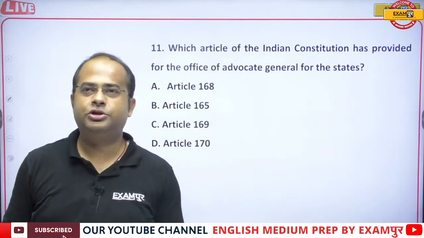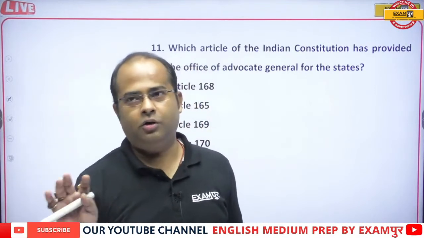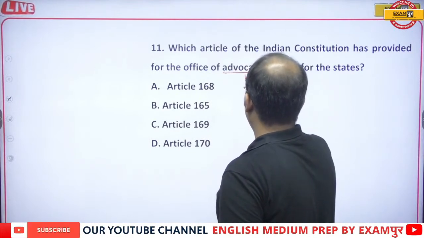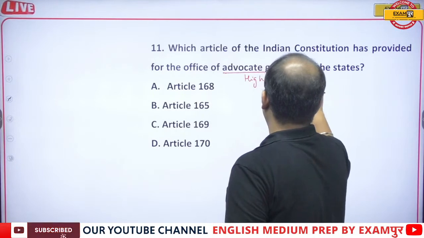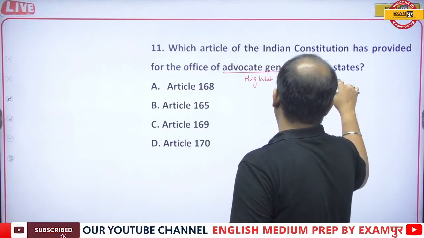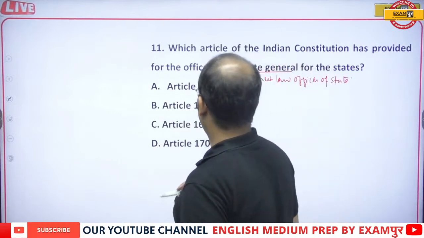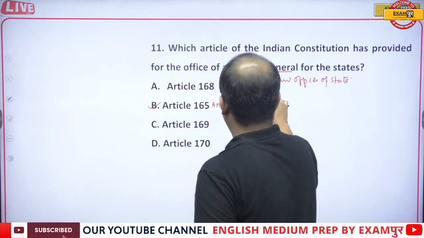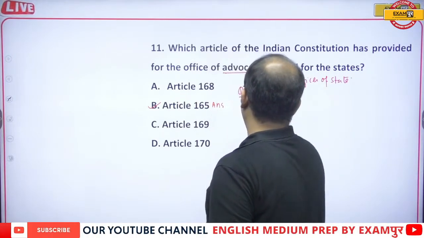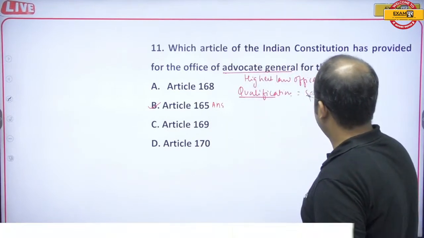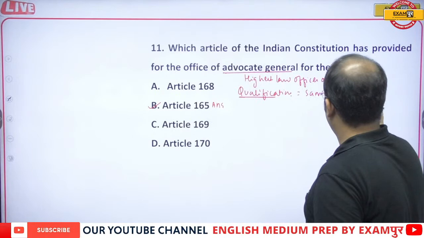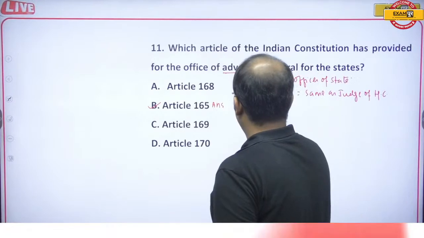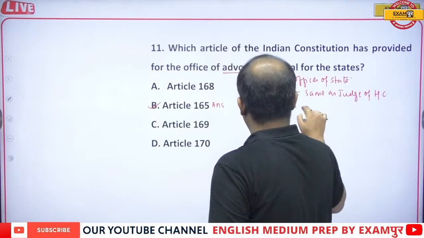Okay, so the Constitution of India provides the office of Advocate General. Advocate General is the highest law officer of the state and it is defined in Article 165. The qualification is the same as that of a judge of the High Court. And the term is up to the pleasure of the President.